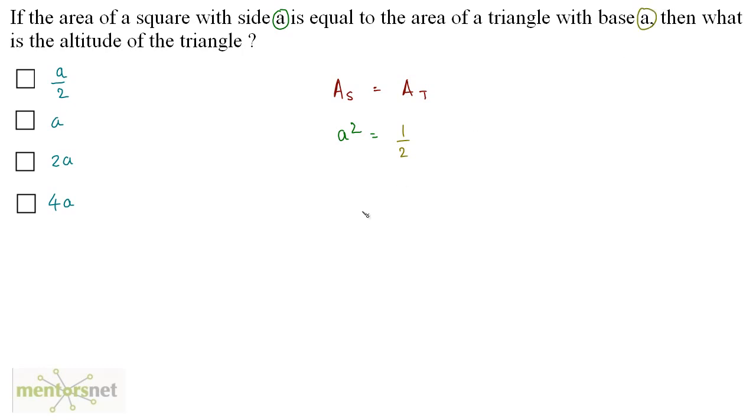We have been given the base as A. So half times A times, let the altitude or the height of the triangle be H. Okay. So this A and one of this A gets cancelled out. What we have here is A is equal to 1 by 2 H. So therefore height is equal to twice of A. So option C is the correct answer.